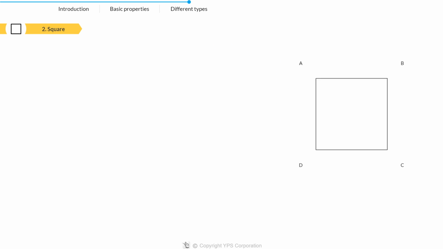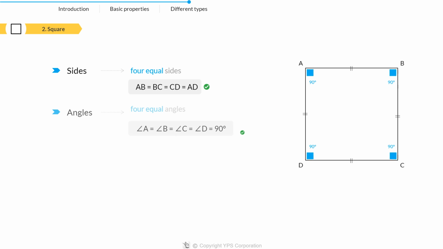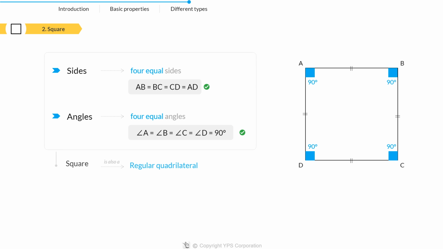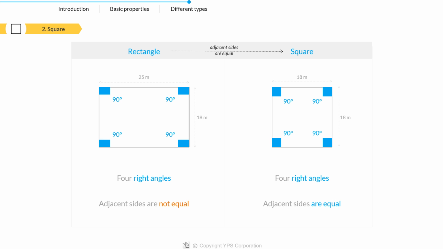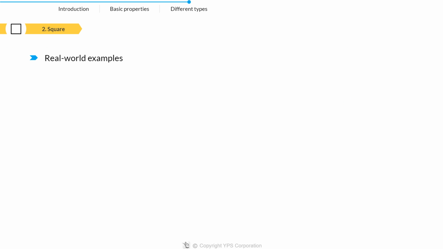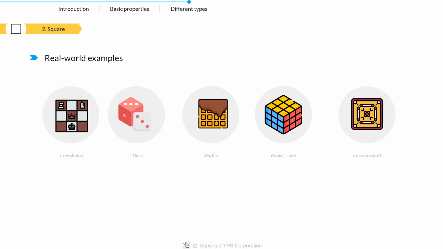The second type of quadrilateral is a square. It has four equal sides and angles and is also a regular quadrilateral, as both its sides and angles are equal. Just like a rectangle, a square has four angles of 90 degrees each. Thus, it can also be a rectangle whose two adjacent sides are equal. Some of the real-life examples are a chessboard, dice, waffles, the Rubik's cube, carom board, and many more.